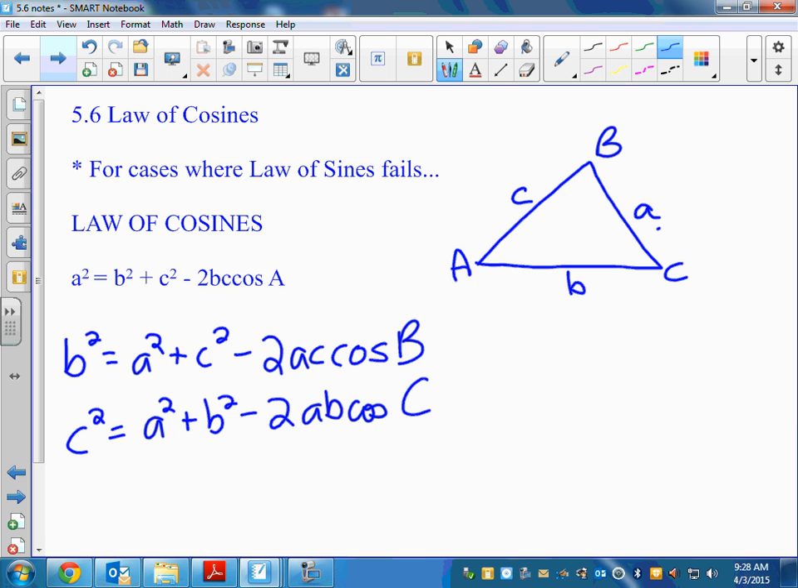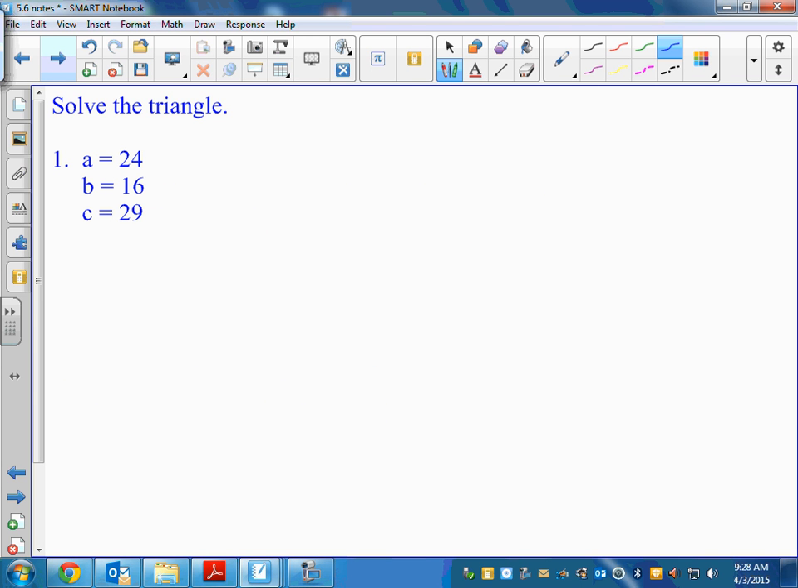They also show that you could solve for the angles. To me, it doesn't make sense to memorize another formula when you could just solve it, right? So let's just skip that. Just know this.